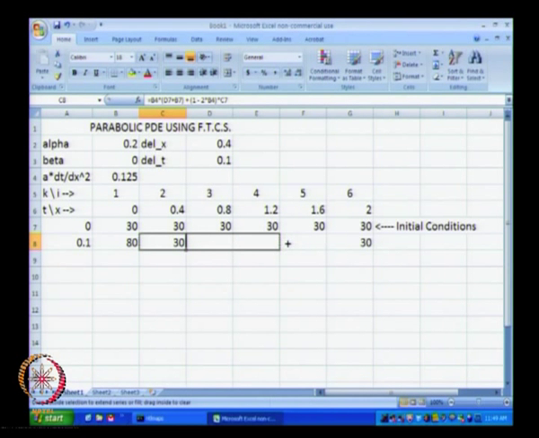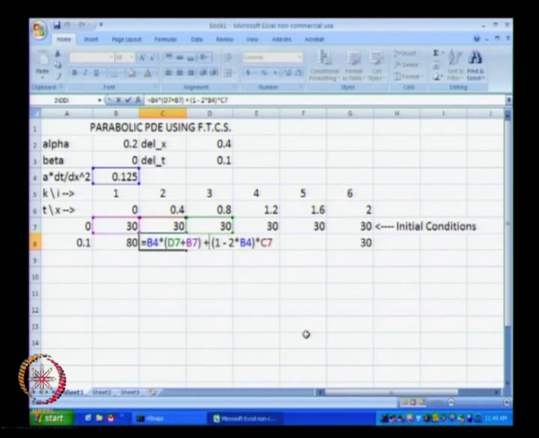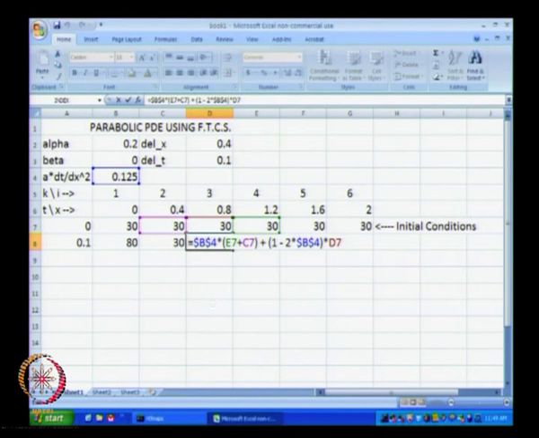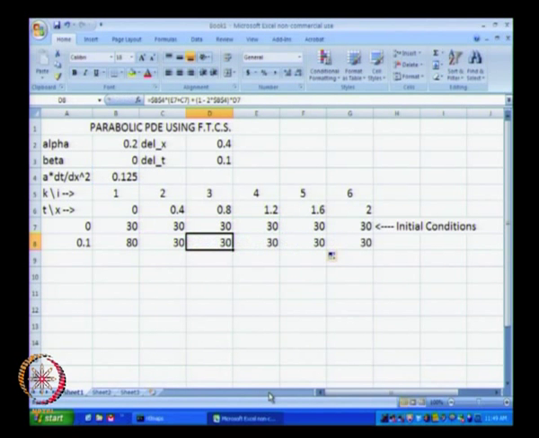Okay. So what we are going to do is put dollar signs for our alpha delta t by delta x squared, and then we can just drag it. Okay, and then we press F2, and we will see this as alpha delta t by delta x squared multiplied by T i+1,k plus T i-1,k, plus 1 minus 2 times alpha delta t by delta x squared multiplied by T i,k. That is what we will get for the entire row.